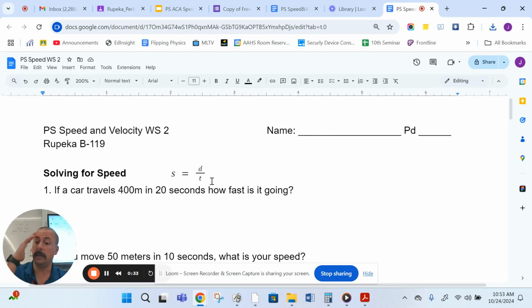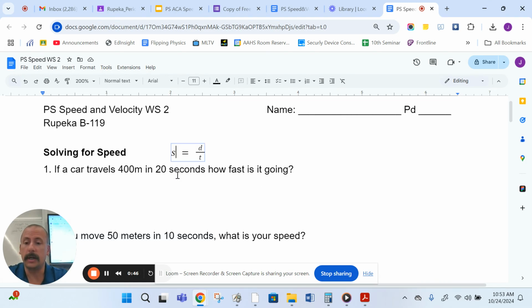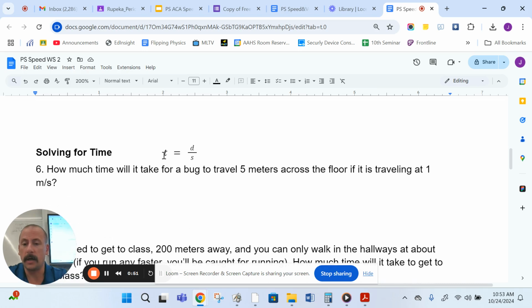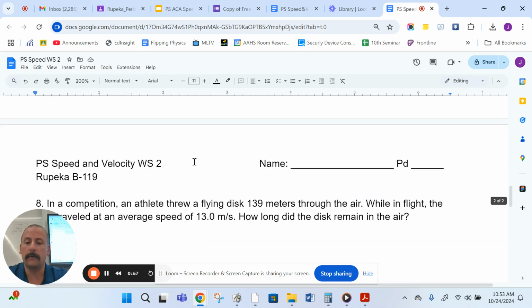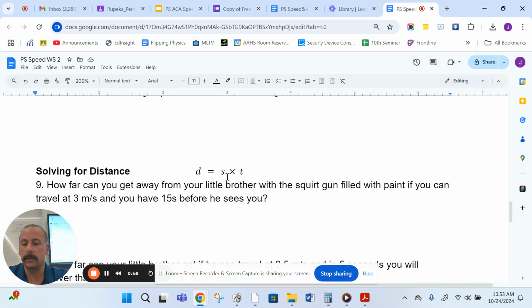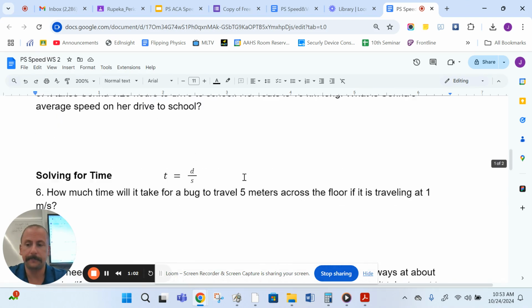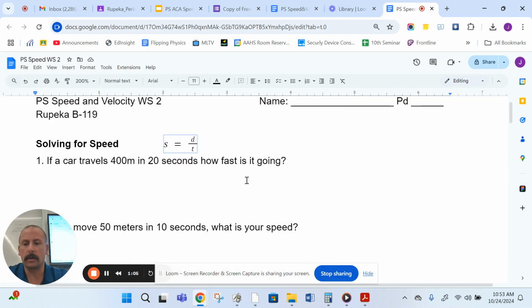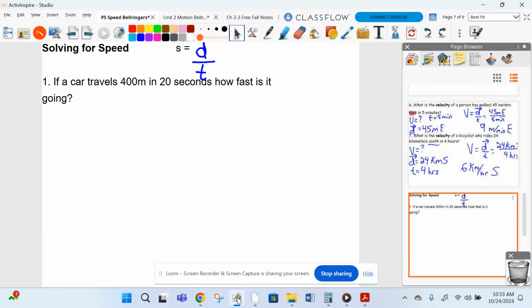I do have on the sheets, you guys can use this at any point, the different versions of the equation. I'm not asking you to rearrange algebraically and solve them. Basically, if you're solving for S, pick the version that has S by itself, which is distance divided by time. If we're going to solve for the time, use the one that has time by itself, distance divided by speed. And if we're solving for distance, distance is equal to speed times the time. Again, whatever we happen to be solving for, that's what we need to have by itself.